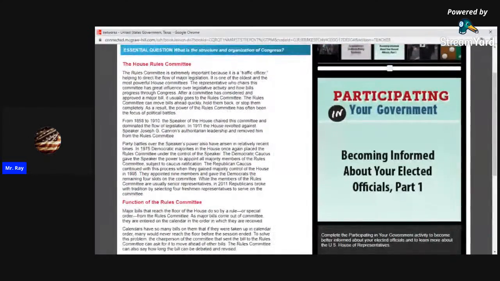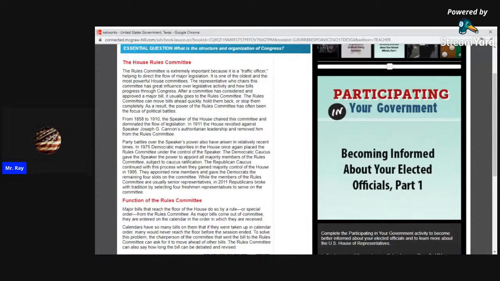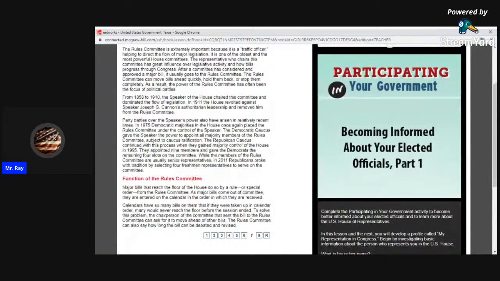The House Rules Committee is the most important of the committees because they're like the traffic officer, okay? They're the ones that decide whether a bill moves ahead or if it doesn't. And usually the speaker is going to put a majority of their own party in the House Rules Committee. What are some of the functions of the House Rules Committee? They can move the calendar date up on a bill. They can say how long a bill will be debated. Also, they can settle disputes between two committees.